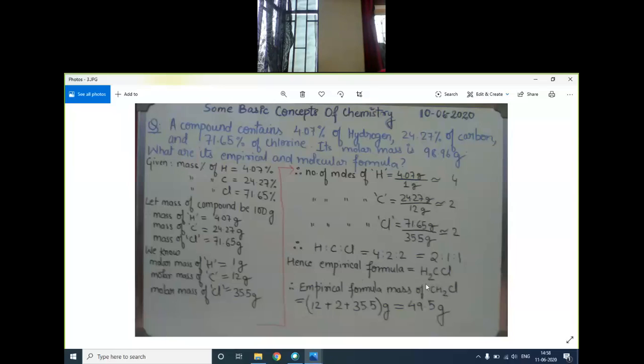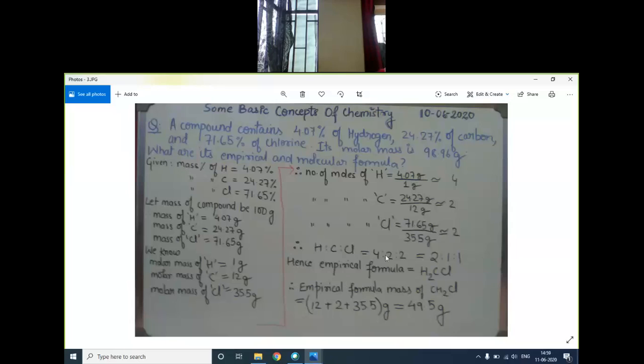Okay, we know how to calculate empirical formula mass similarly to that of molecular mass. So it is CH2Cl. C atomic mass is 12. 2 hydrogen are there. 1 atom of hydrogen has a mass of 1 gram, so 2 into 1 is 2. Chlorine atomic mass is 35.5 gram. So you will have to add up. You will get 49.5 gram.